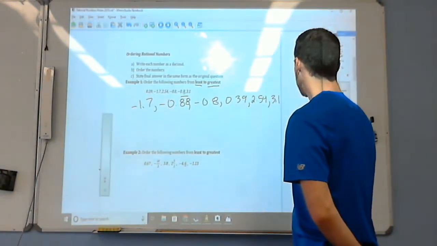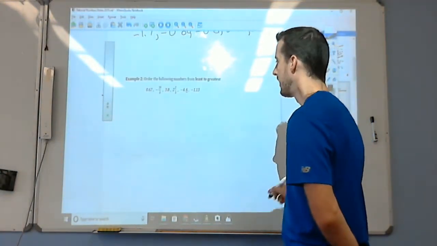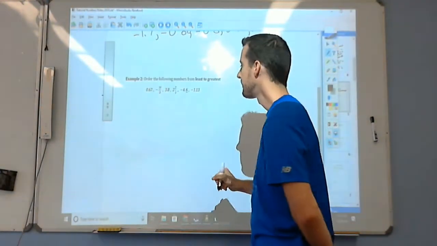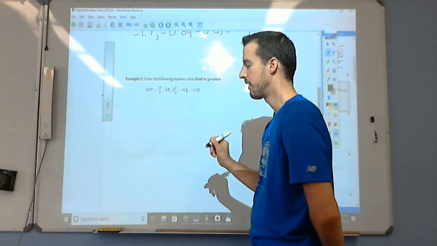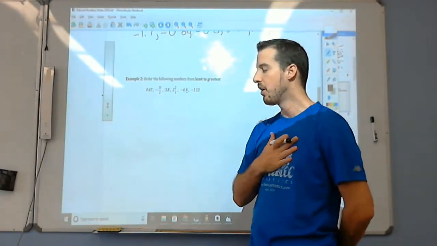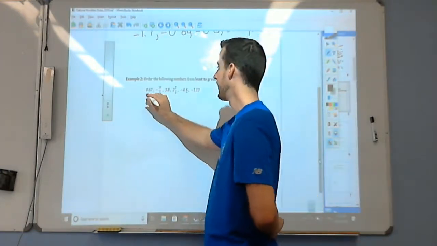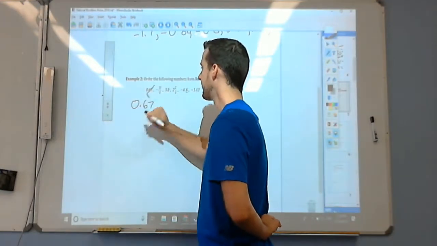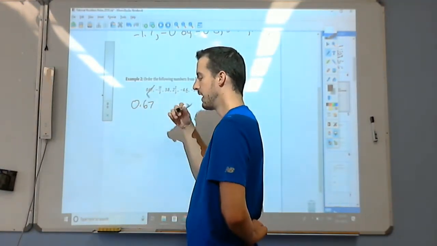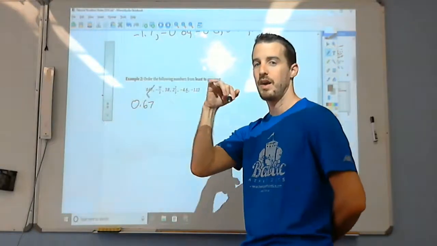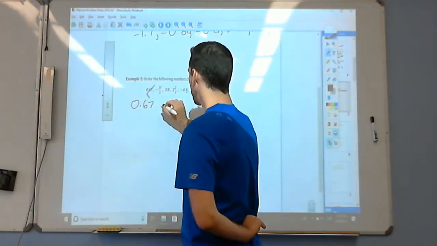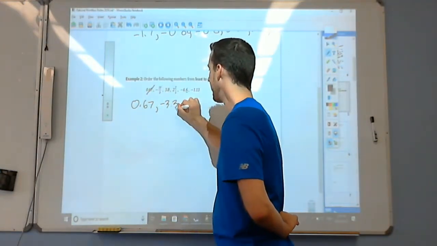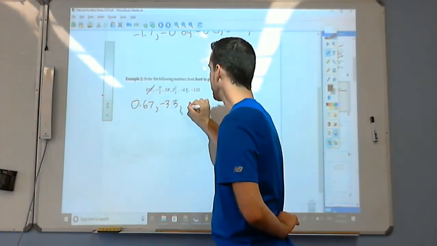Okay, next. Here we have a mixture of decimals and fractions, and so we need to make sure we're working with the same unit of measurement. I always prefer to rewrite everything to make sure I didn't miss anything. So 0.67, that's done. Negative 10 over 3, if we do negative 10 divided by 3 in our calculator, we end up with negative 3.3 repeating. And then we have positive 3.8.